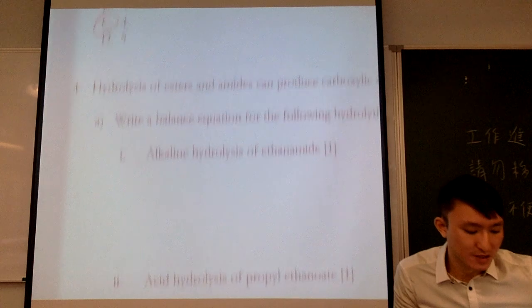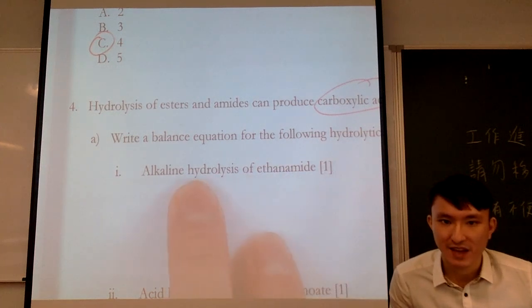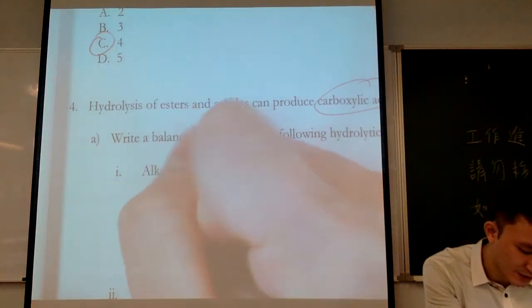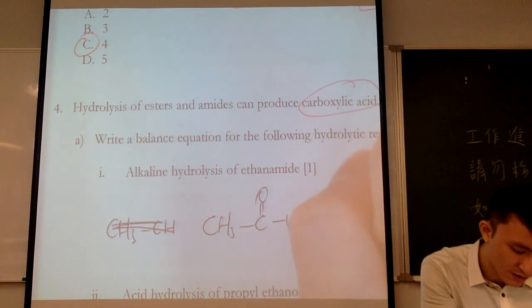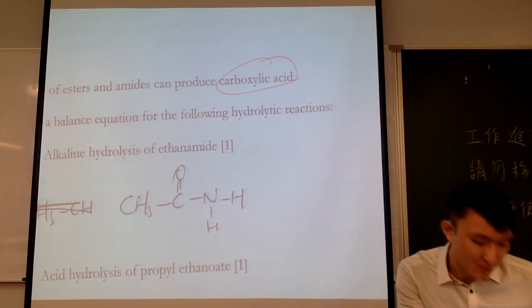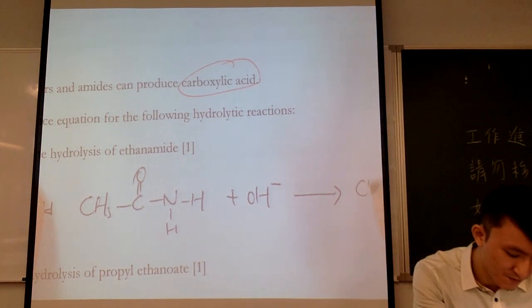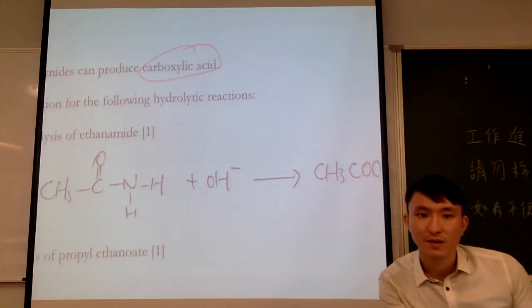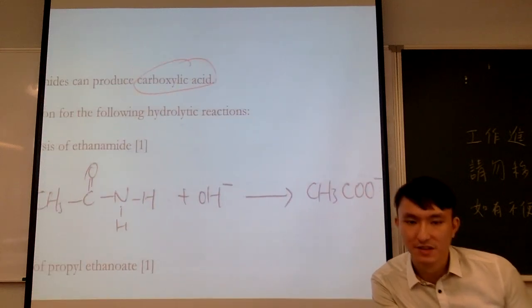Question 4. Hydrolysis of ester and amide can produce carboxylic acid. So write a balanced equation for the following hydrolytic reaction. Alkaline hydrolysis of ethanamide. Okay, so first of all, ethanamide should be CH3, C double bond O, NH2, like this. And for a balanced equation, alkaline hydrolysis, you need to add hydroxide ion, one-headed arrow, to form ethanoate ion and ammonia. Okay, so this is the equation.